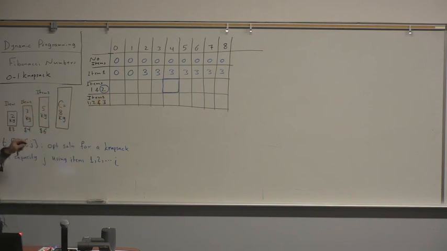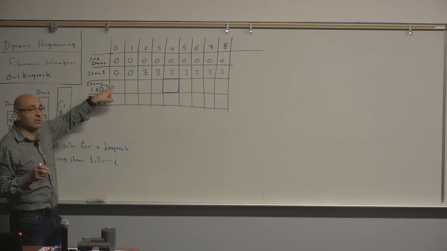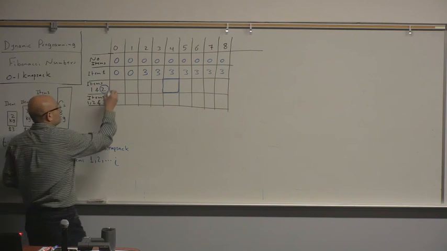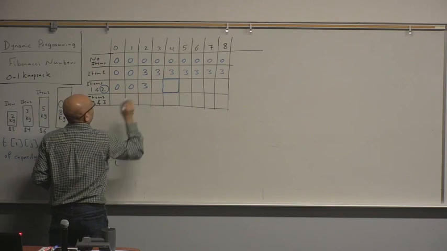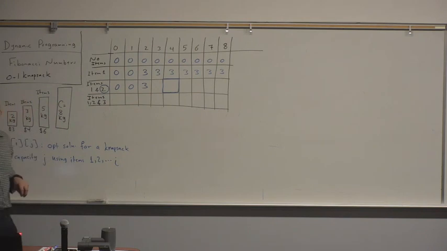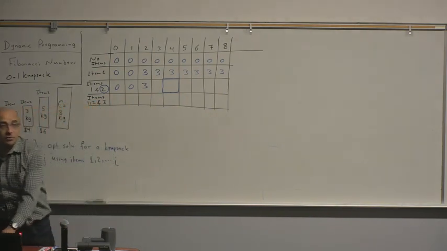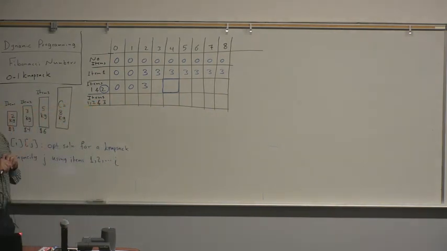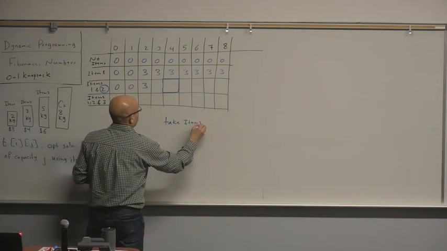Before we get to 3, we have to stick to the original solution, the solution that we had previously with item 1. So just copy what we have in the previous row. Now, with a capacity of 3, we have the option of taking item 2. But remember, taking item 2 will not necessarily give us a better solution. So we have to compare two options. Take item 2 and don't take item 2.